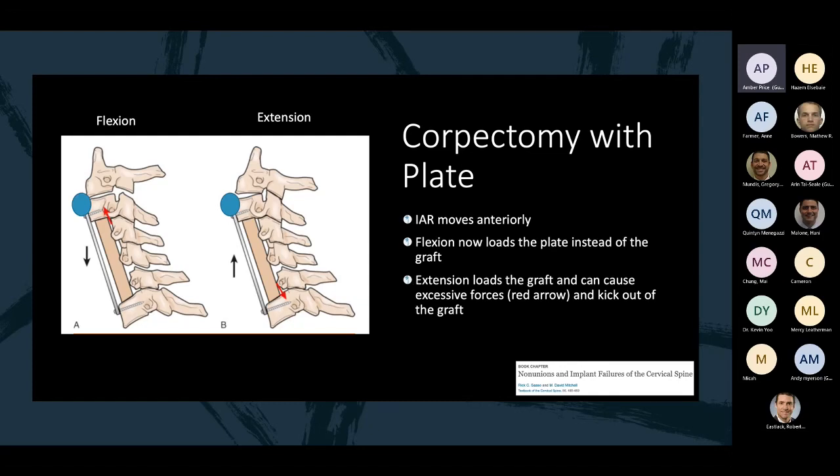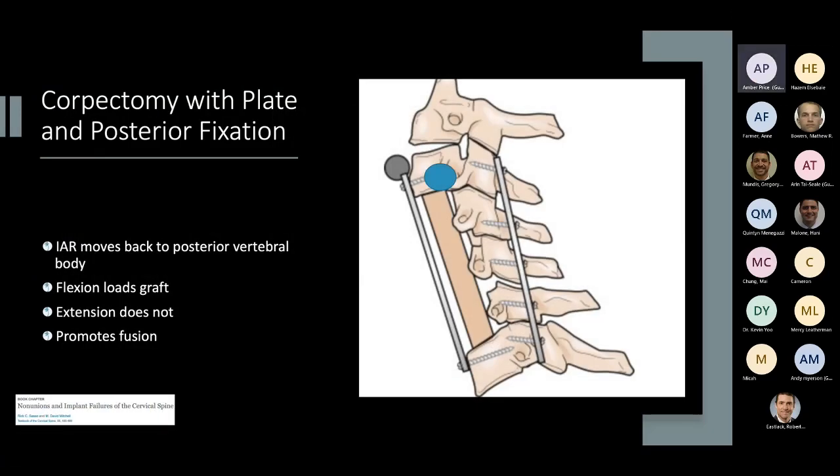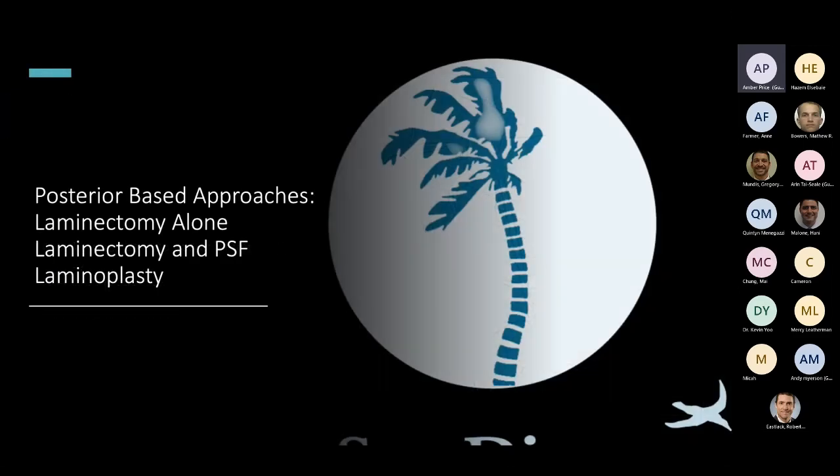And so the extension maneuver will then load the graft rather than the flexion maneuver and can kick the graft out or cause subsidence into the lower vertebral body. So this is an example of that graft kick out and plate failure. If you add posterior fixation, it actually moves the IAR back to the posterior vertebral body. The flexion will again load the graft, which improves fusion rates. Extension does not load the graft, and overall you get better fusion and less failure.